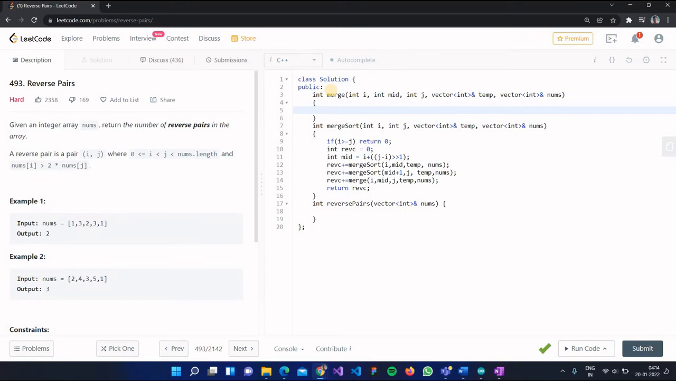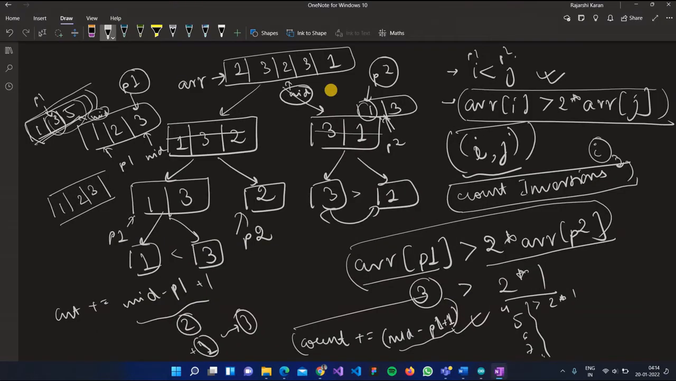So initially what we do is we take 3 variables. Suppose, to make it simple, I'll just take it as p1 and p2 itself. So p1 we take as i, and p2 we'll take as mid plus 1, because obviously you know that one section is from p1 to mid, and one section will be from mid plus 1 to p2.